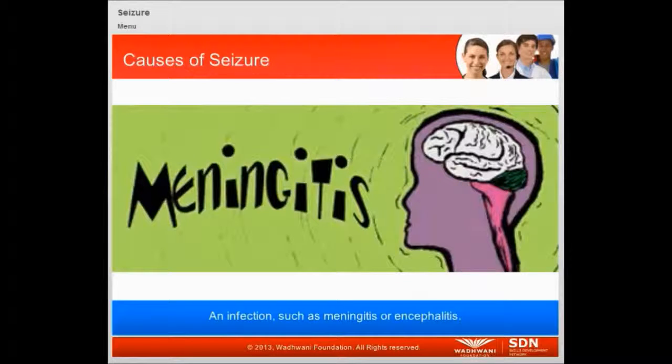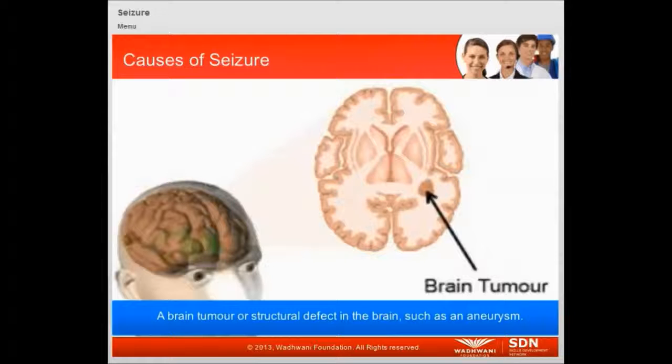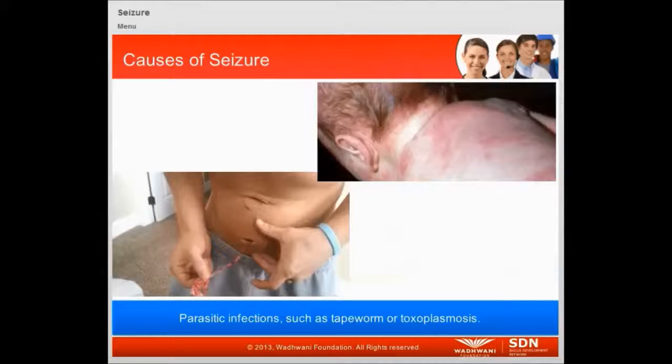An infection such as meningitis or encephalitis. A brain tumor or structural defect in the brain such as aneurysm. Parasitic infections such as tapeworm or toxoplasmosis.